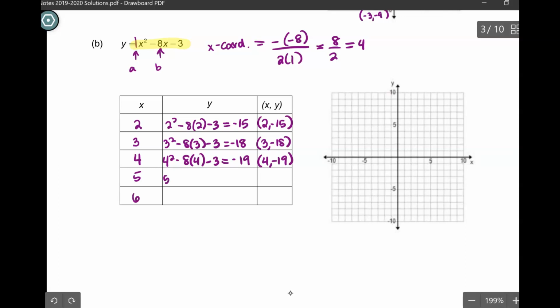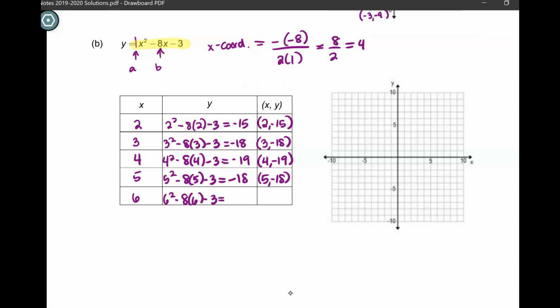And we have 5 squared minus 8 times 5 minus 3. So 25 minus 40 minus 3. So that's negative 18. And then we have 6 squared minus 8 times 6 minus 3. And we get negative 15. So this was all going to go off our graph. So we'll try to make it the best we can.